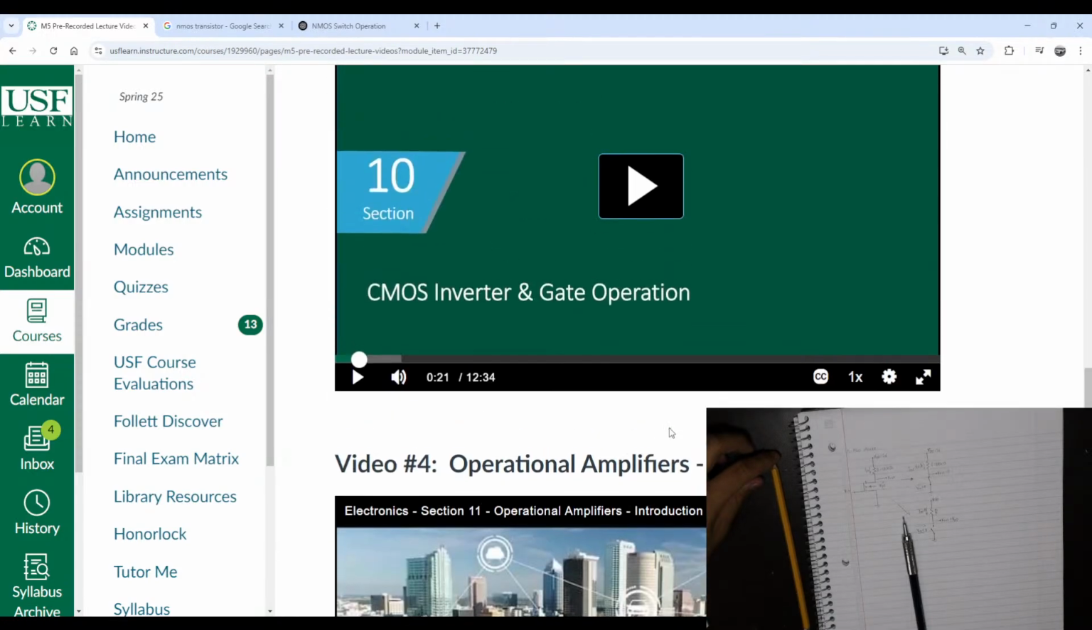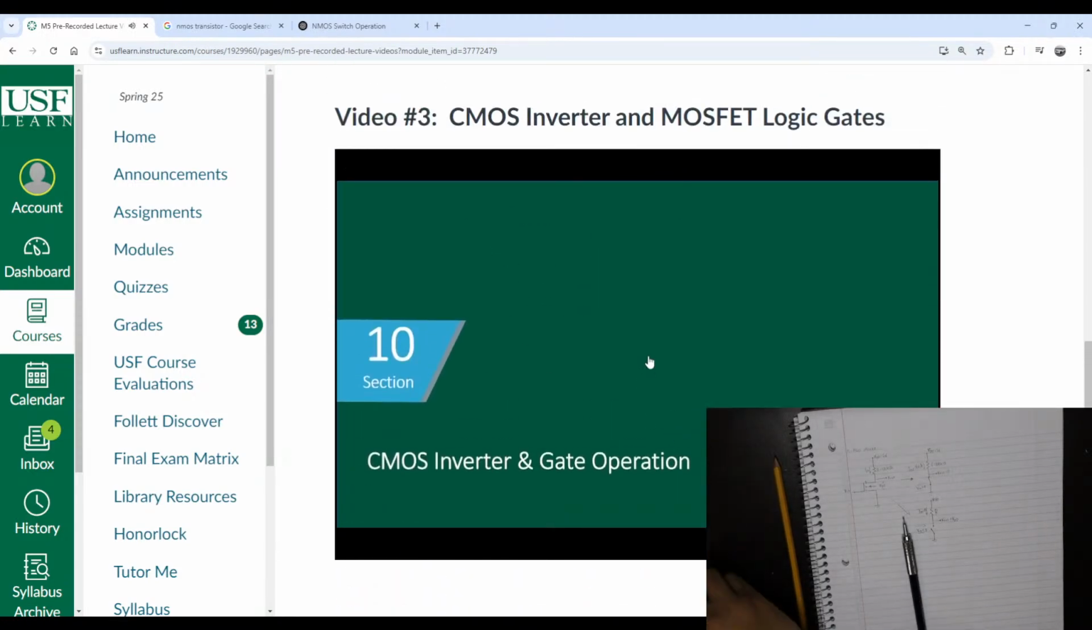How much? Two, three more. It's when it's built using CMOS transistors.